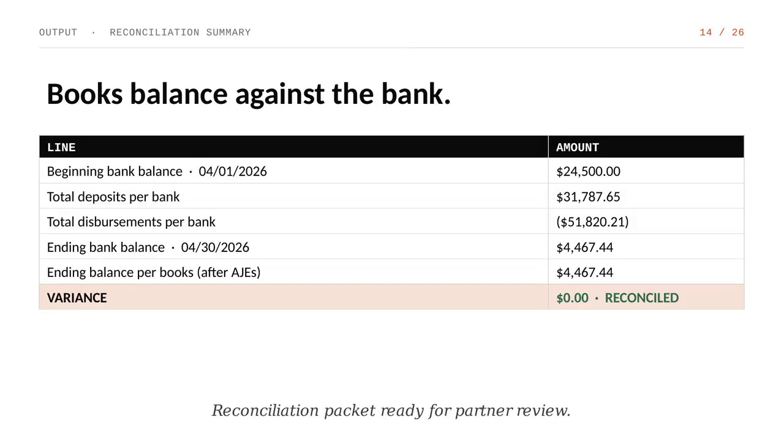Final output, the reconciliation summary. Books to bank, balance to balance, a variance of $0 reconciled. This is the work paper that goes to the reviewer. The bookkeeper proves the books are accurate. The reviewer signs off. The client gets clean financials from messy bank feed to audit ready output in 60 seconds.